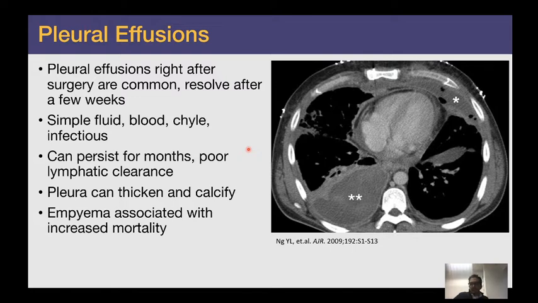And then also because of just the postoperative state, the patient might have other complications. You can have blood in the pleural space, chyle if there's a thoracic duct injury, or infection and empyema. Okay, and over time, if the pleural effusion takes a long time to resolve, then the fibrin can deposit on the visceral pleura and the parietal pleura and cause the pleura to thicken and calcify, much like a patient with asbestos-related pleural disease. And if that happens, then it impairs the expansion of the lung, and patients can get chronic atelectasis or round atelectasis. Okay.